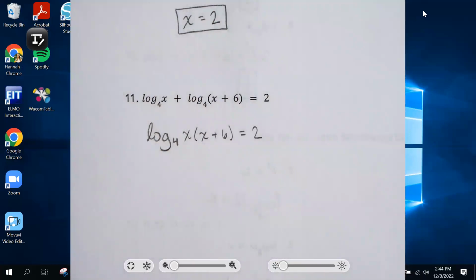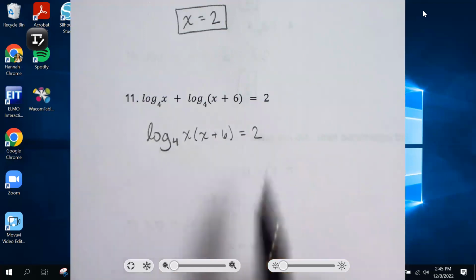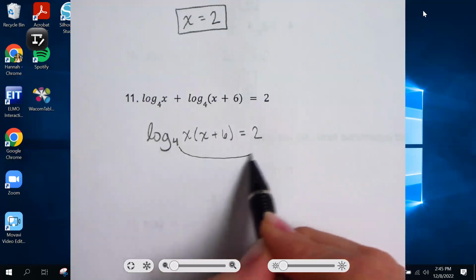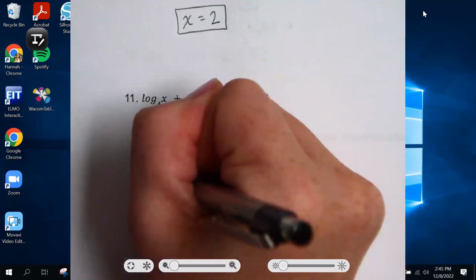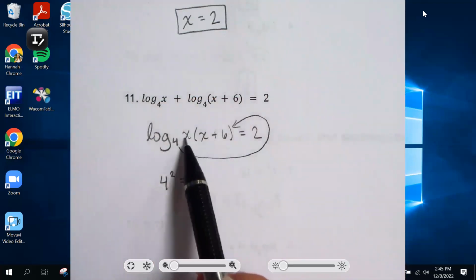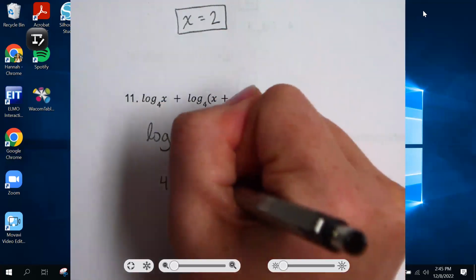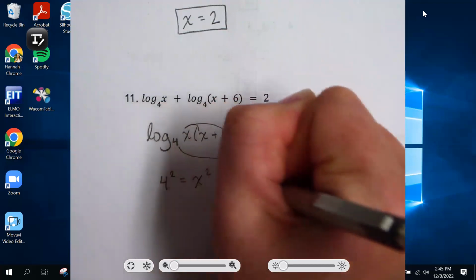Now we have a logarithm on one side with just a number on the other side, which is how we started number 9. So when we have a logarithm on one side with just a number on the other, we change to exponential form. So 4 squared equals, let's go ahead and multiply x times x plus 6. To do that, we'll distribute the x and get x squared plus 6x.